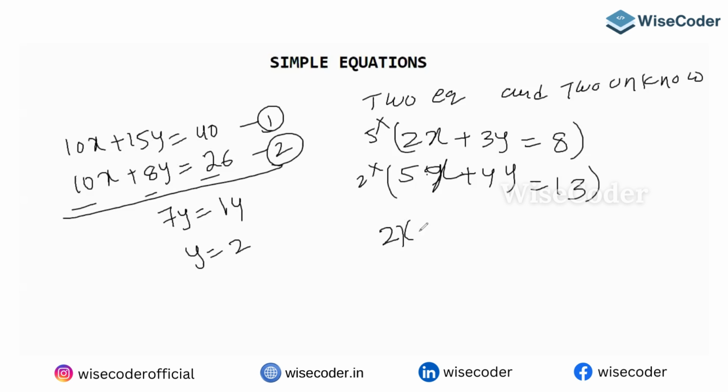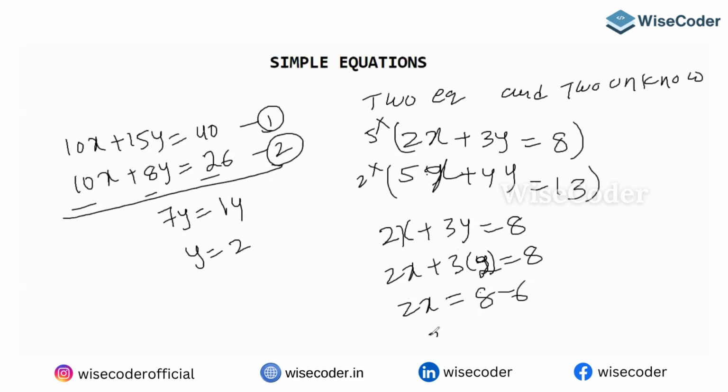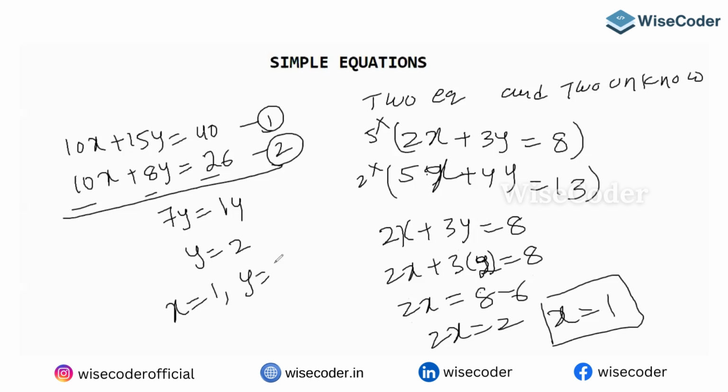So 2x plus 3y, which is equals to 8. So 2x plus 3 into y, which is equals to, y means what? 2. 8. So 2x is equals to 8 minus 6. Then 2x is equals to 2. Then x is equals to what, guys? 1. So x is equals to 1 and y is equals to what?